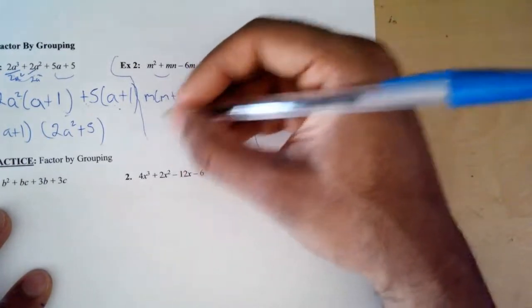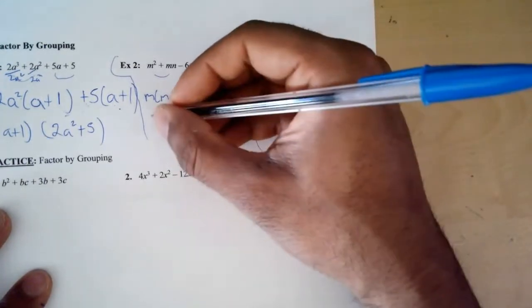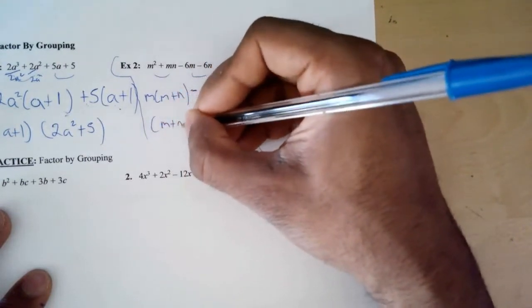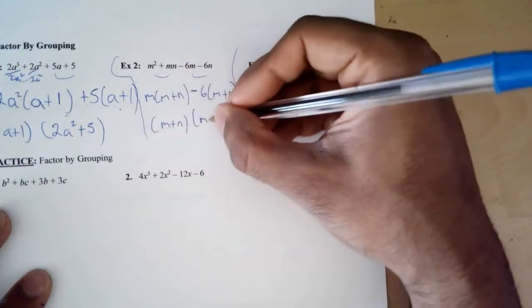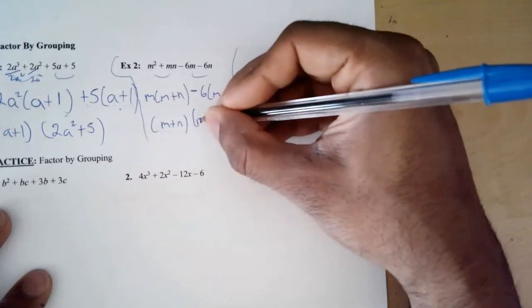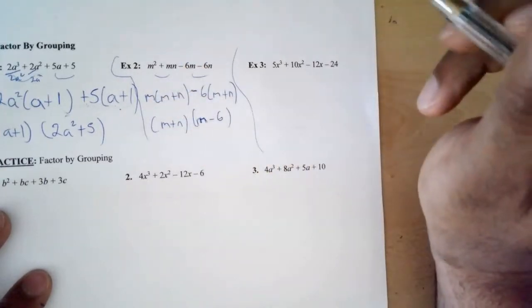And now the second step, the binomials are the same, so you put them together, m plus n, and the outside puts m minus 6. Right, the m from here, and this is negative 6 from here.